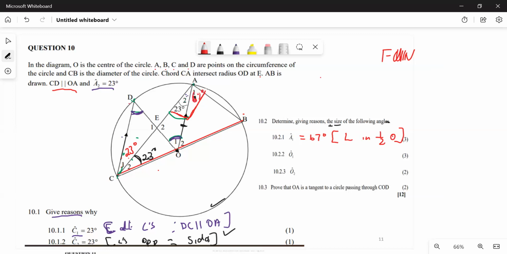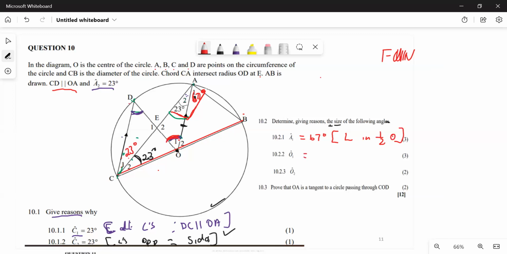I guess this is a puzzle. So now we have this one is 67. When we go to the next question, now we know that one is 67. They say, okay, now tell us what is going to be O1. They want to know what is going to be this angle here.